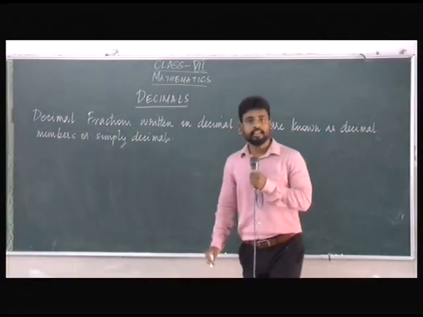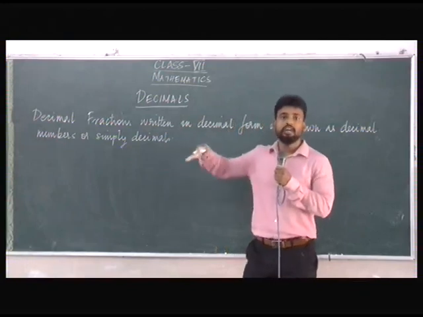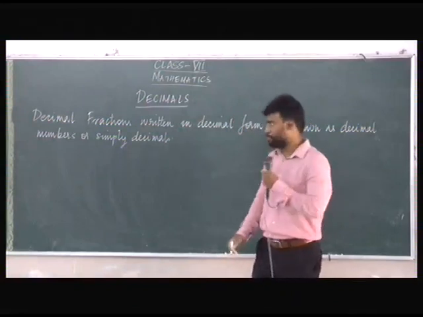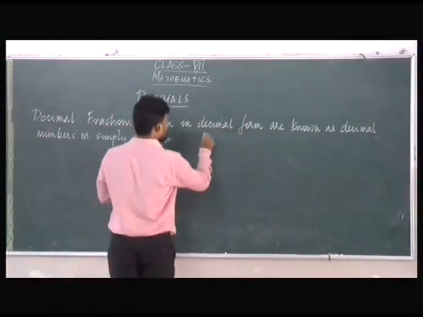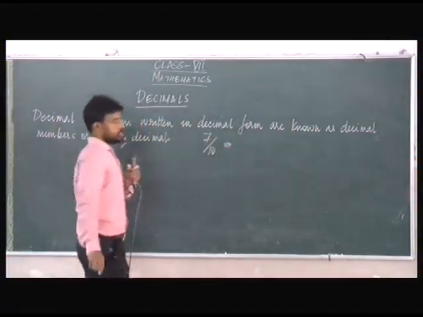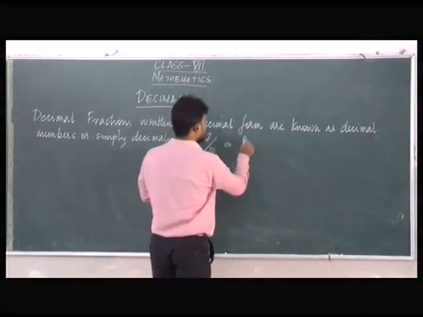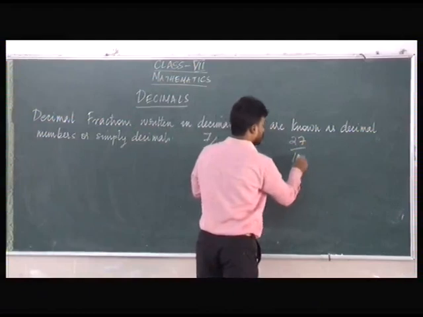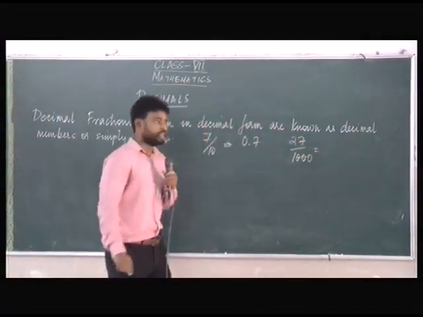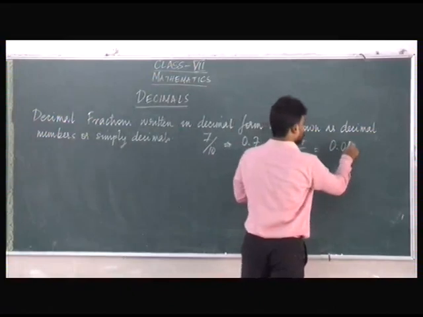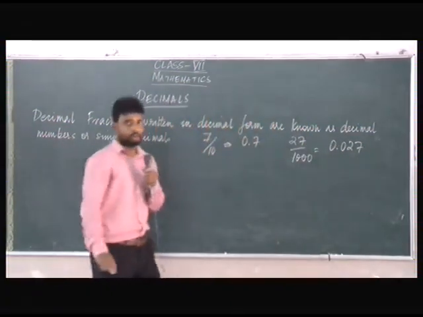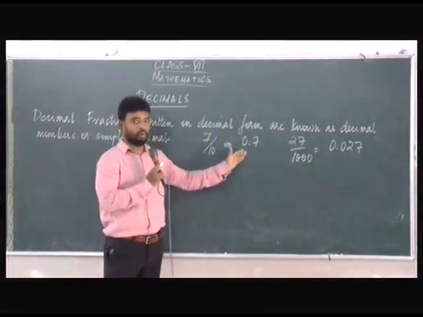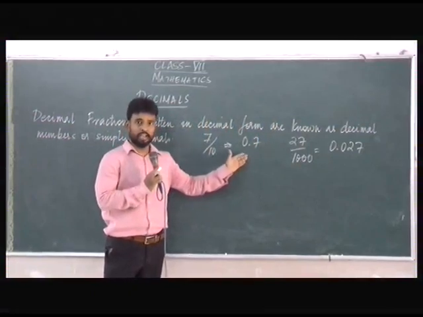So we understand that decimal fractions, when we convert them to decimal form, we get decimal numbers, or simply we call them decimals. For example, 7 by 10 can be written as 0.7. 27 by 1000 can be written as 0.027. So therefore, when we convert decimal fractions into decimal form, we get decimal numbers, or simply decimals.